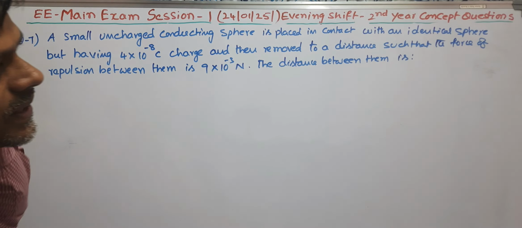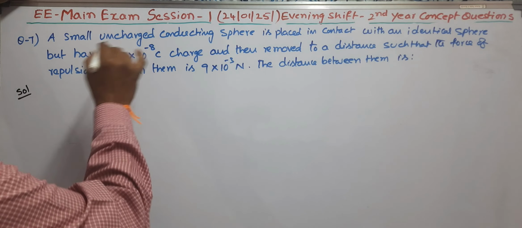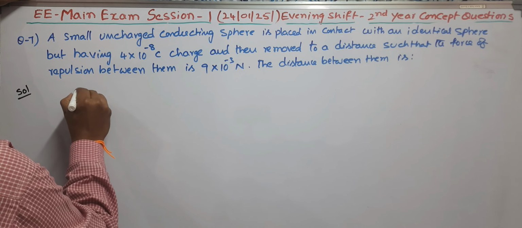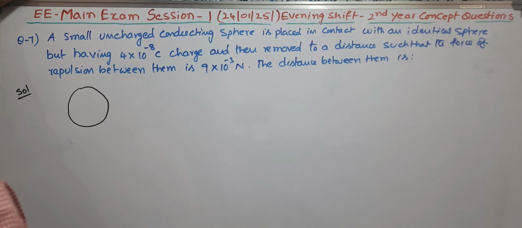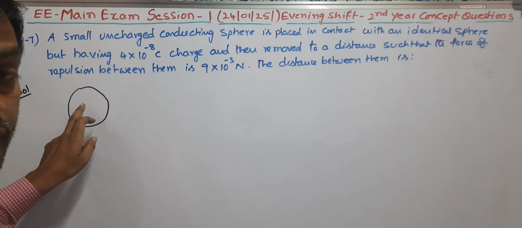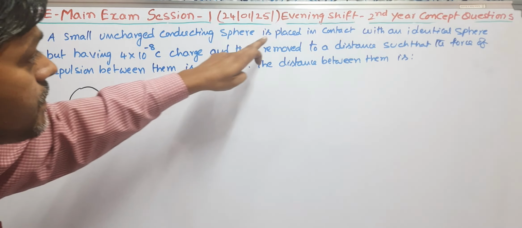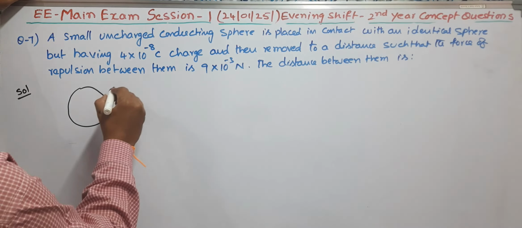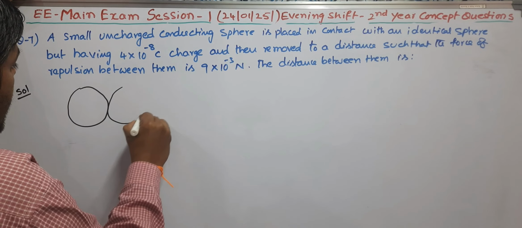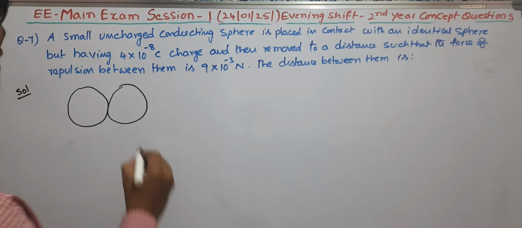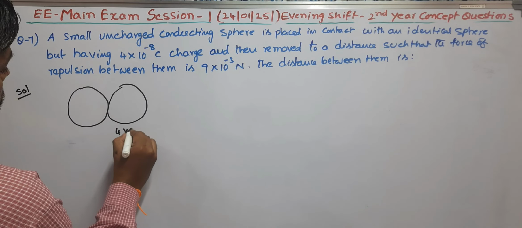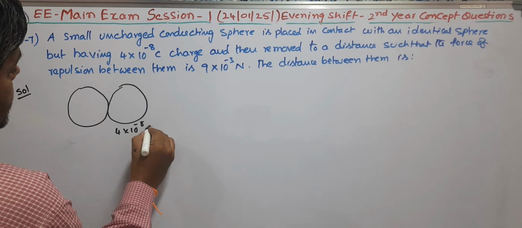The distance between them is? So what is given? A small uncharged conducting sphere. Suppose this is a small uncharged conducting sphere. What is the charge on its surface? 0. It is placed in contact with an identical sphere having charge 4 into 10 power minus 8 coulomb.